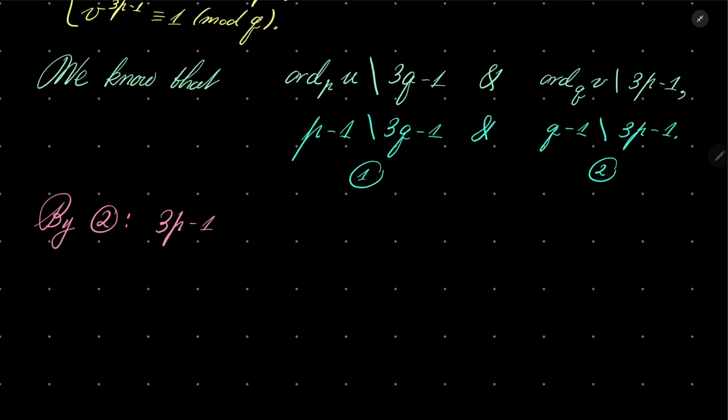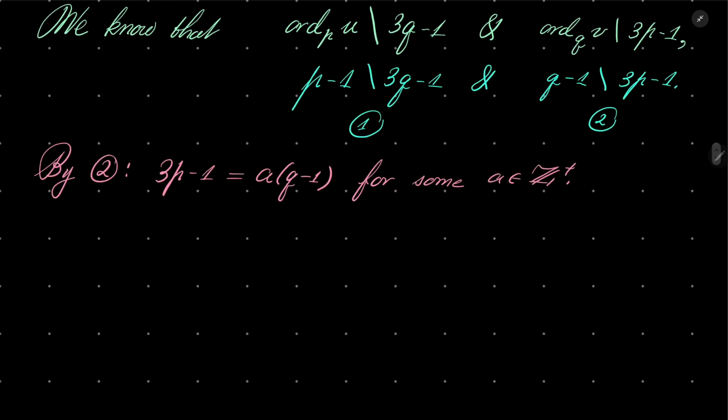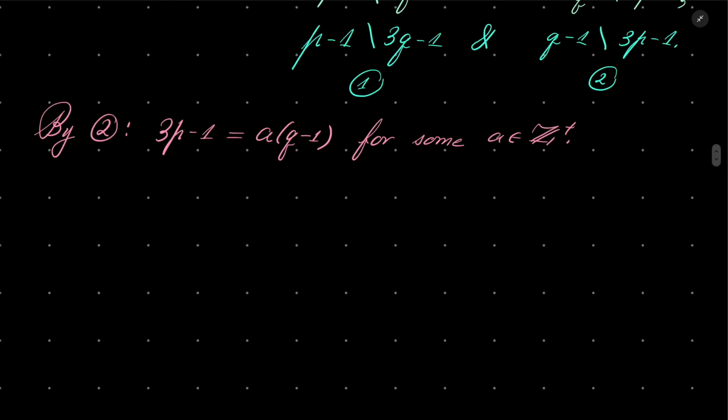3p minus 1 equals q minus 1 times a for some positive integer a. And now I wish to consider a few cases. First case will be the big case. Case number one, when a is greater than or equal to 6. I will show that this is impossible.